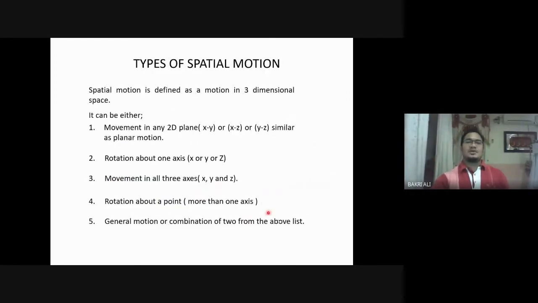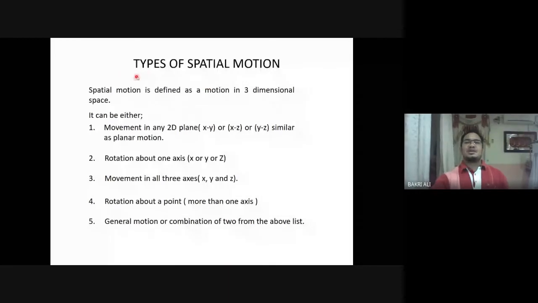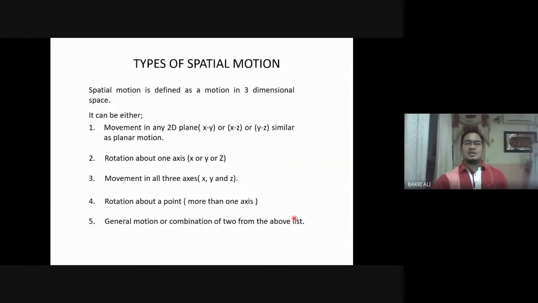Okay, next we go to the types of spatial motion. This is also a popular question for Part A or CO1, PO1. In 2D, we have learned about three motions: rotation, translation, and general. In 3D as well, the same motions apply, but for translation it can move in a 2D plane, meaning either XY, XZ, or YZ, similar to the planar motion.